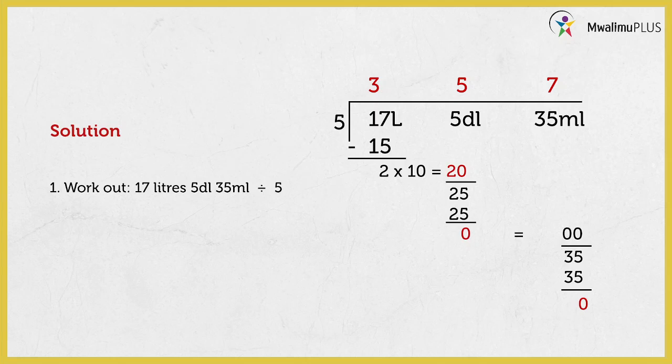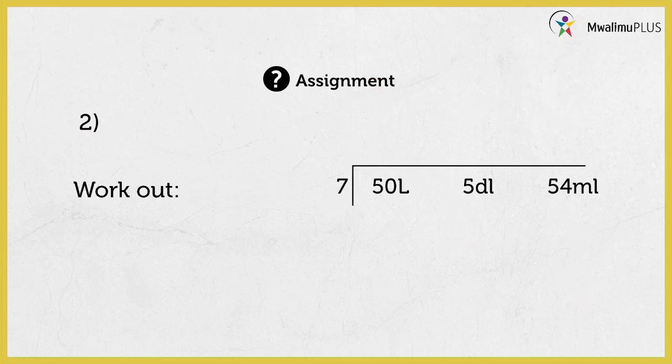Now let us proceed to another question, which was assignment number 2. Our question number 2 for our assignment work. You are asked to work out: divide 50 liters by 7, 5dl by 7, 54 ml by 7. We are not going to write the sign because it's already there. So we proceed by dividing.